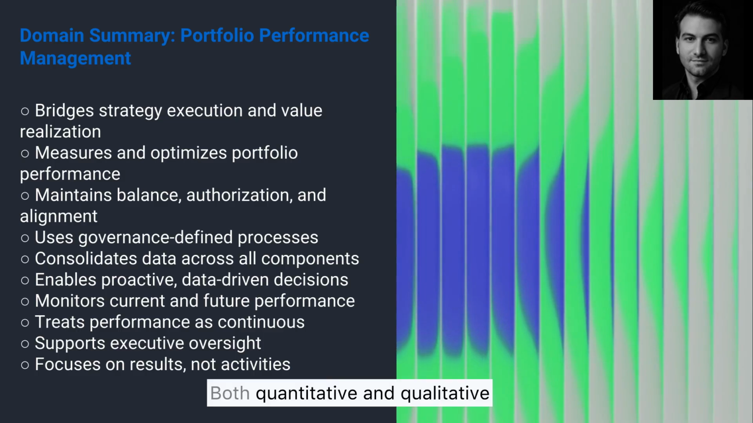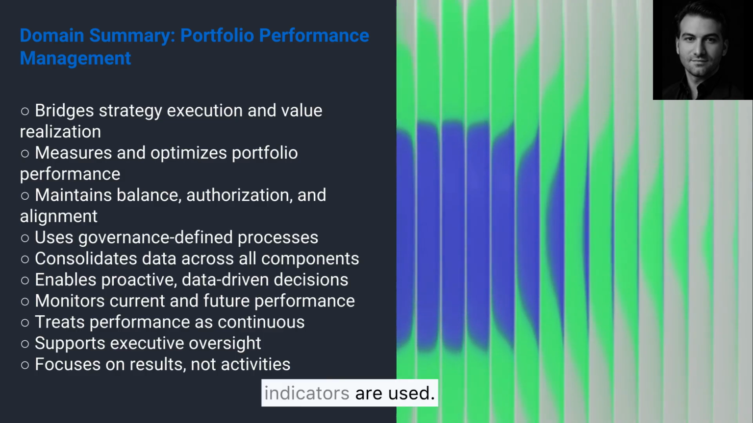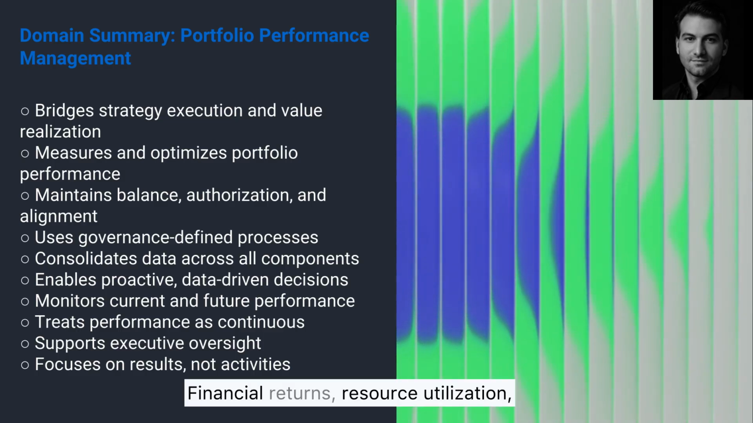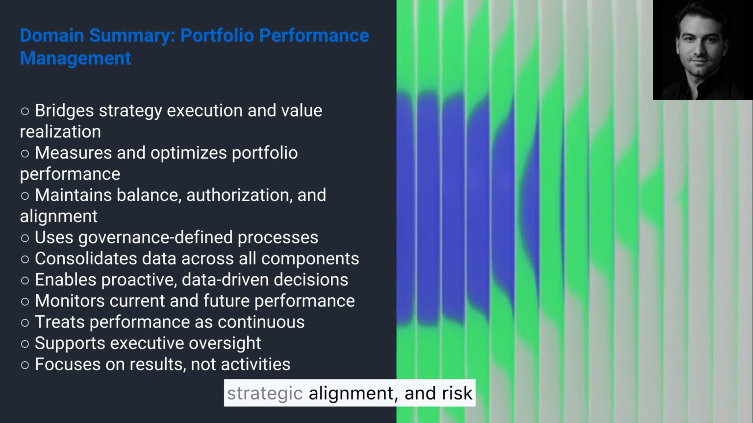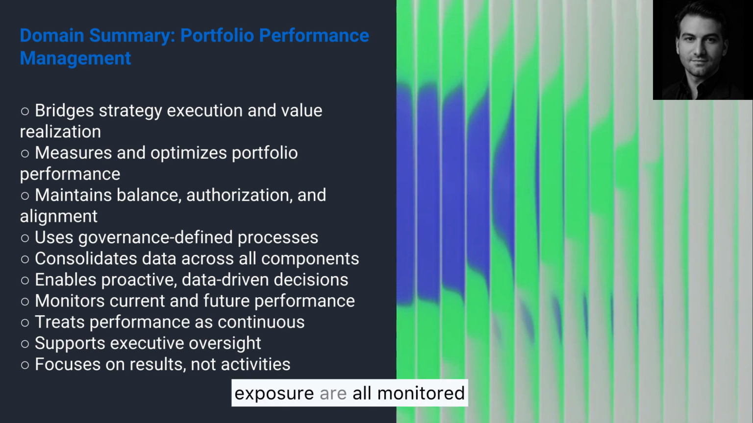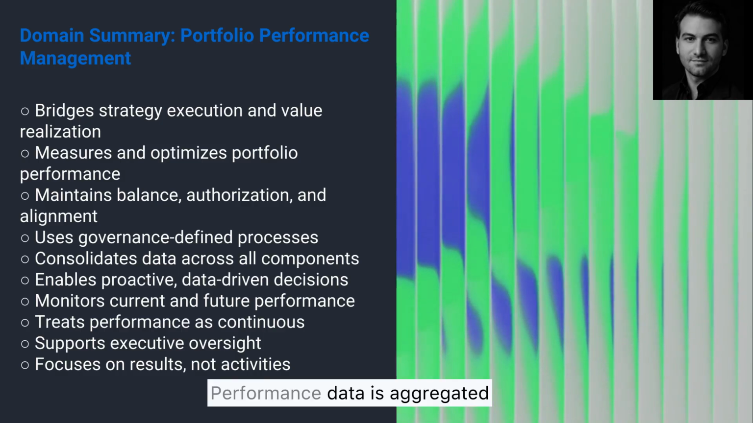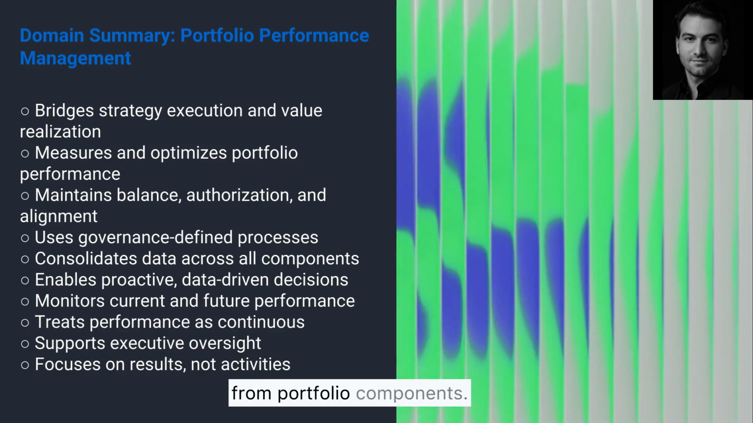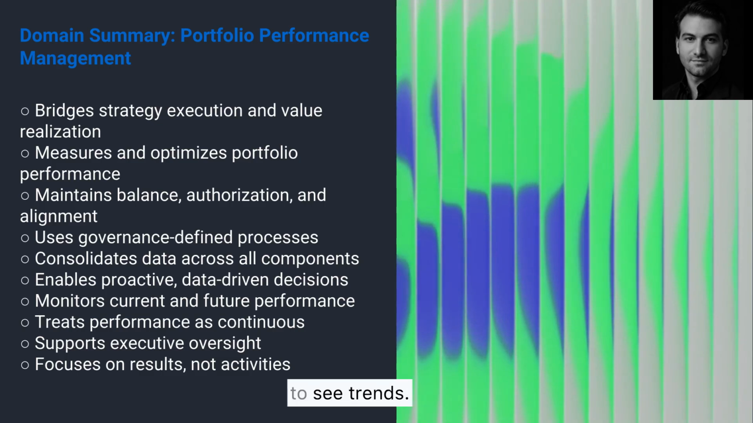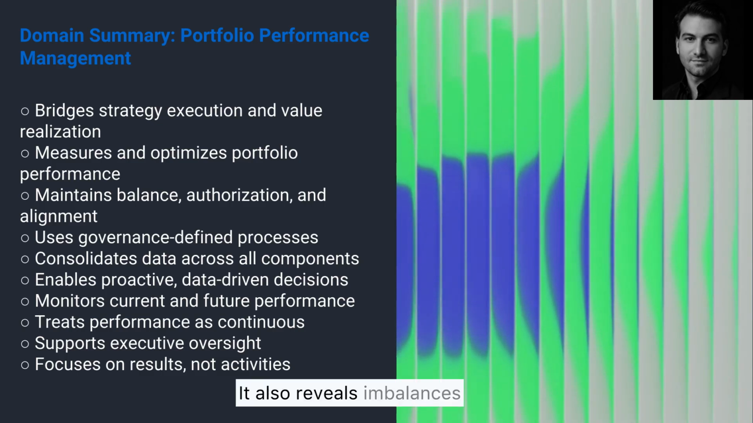Metrics play a central role. Both quantitative and qualitative indicators are used. Financial returns, resource utilization, strategic alignment, and risk exposure are all monitored together. Performance data is aggregated from portfolio components. This aggregation enables leadership to see trends. It also reveals imbalances that may not be visible at the component level.